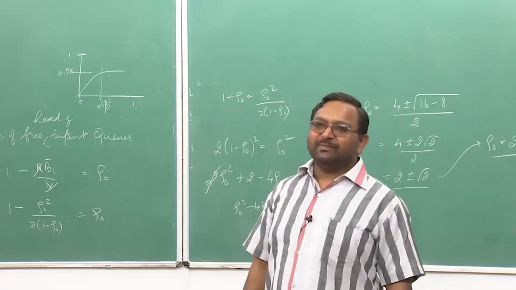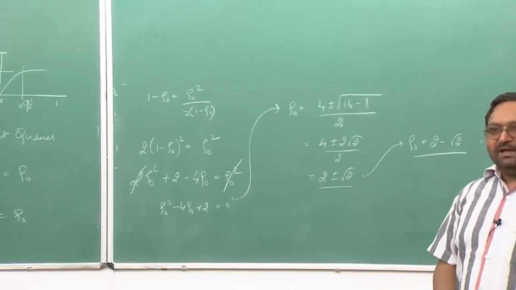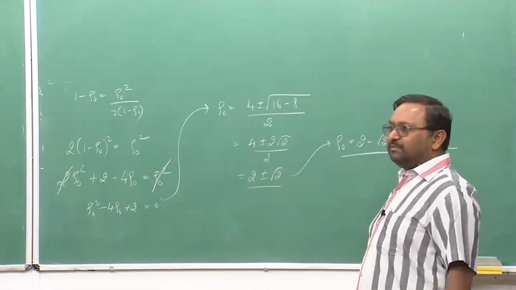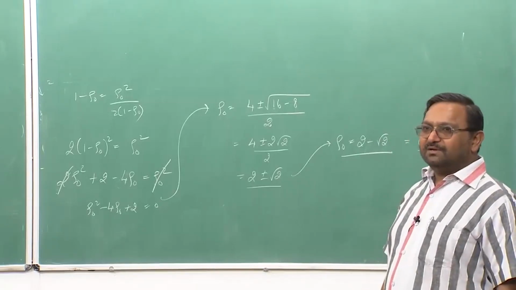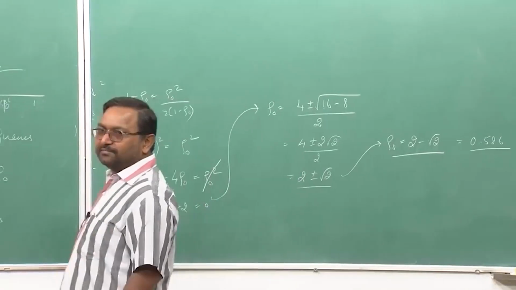So, the input queue will become unstable. And now, we should actually ask a question: can I do even better than this? Is it possible? Well, there is a way. Now, if you look into the input queue, can I relax some condition?